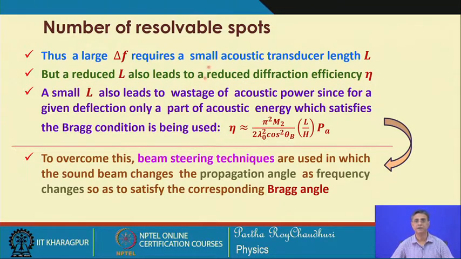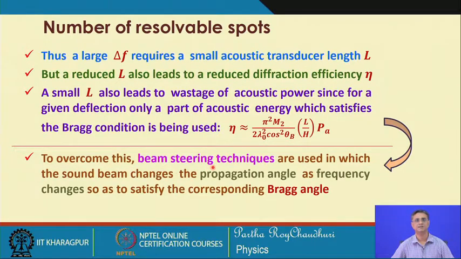You have seen at the beginning we have discussed that this diffraction efficiency is also limited by the width of the acoustic beam, that is L. A small L also leads to wastage of acoustic power, because if you make a small L, then most of the power will not be utilized by the optical beam, and the deflection only a part of the acoustic energy which satisfies the Bragg condition, this condition. So, therefore, there will be a wastage of acoustic power if we restrict the width of the acoustic beam, to get a wide range of acoustic frequencies for the deflection.